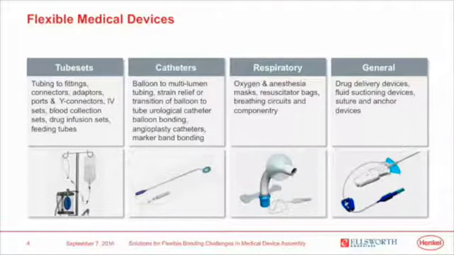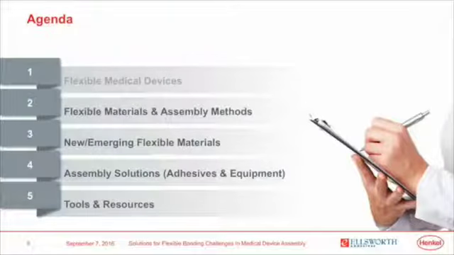Respiratory items include breathing circuits and their componentry, resuscitator bags, and oxygen masks. General devices include drug delivery devices, suture and anchor devices. Moving on, flexible materials and assembly methods.